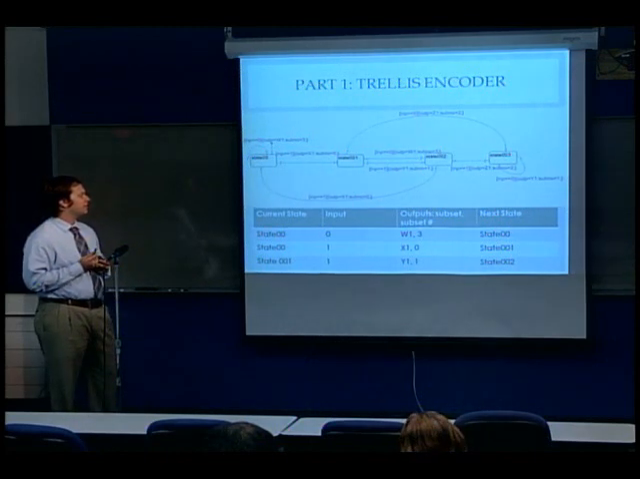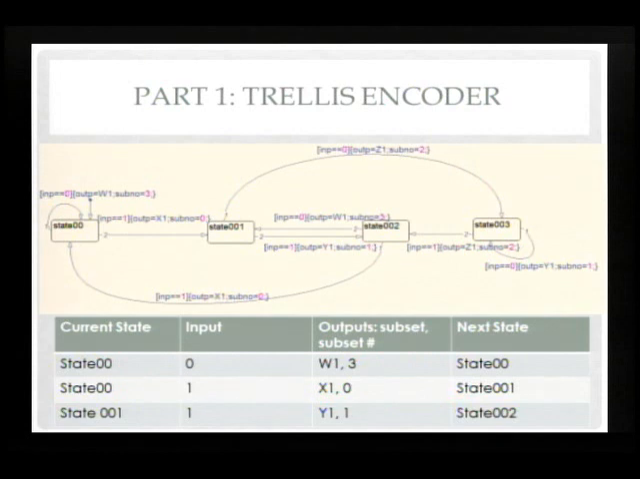So this is our convolution encoder. It's rate 1/2, which means that it takes 1 bit and outputs 2. It does that based on these 4 states. A couple examples down here: if you're currently in state 0, 0, you can have 1 of 2 inputs, and based on that input, you get a certain output. W1 is one of our subsets, X1 is another one of our subsets.